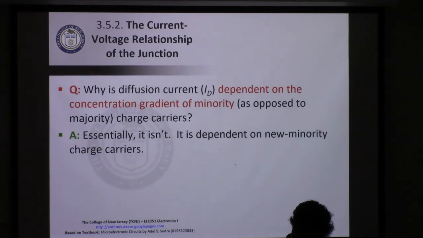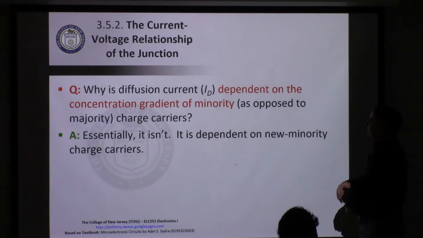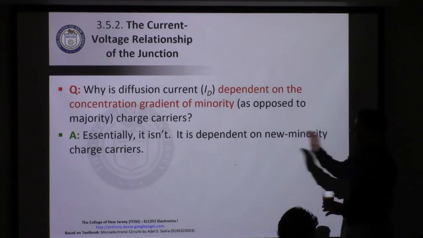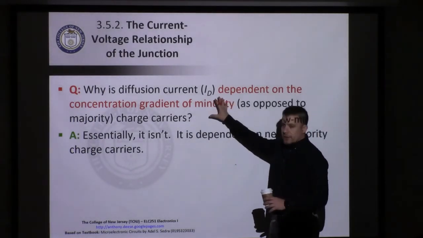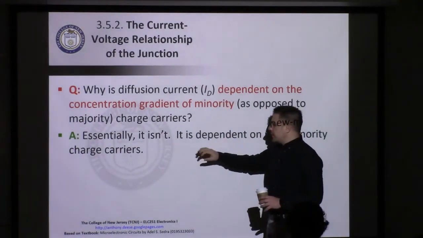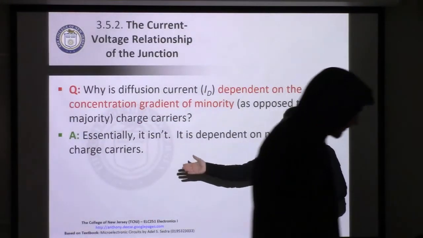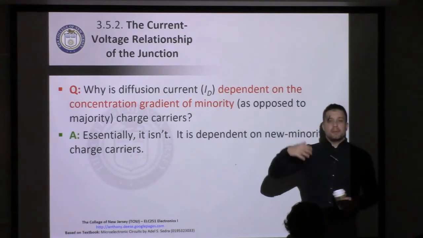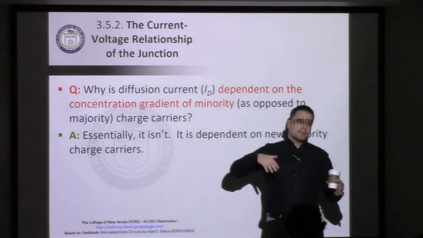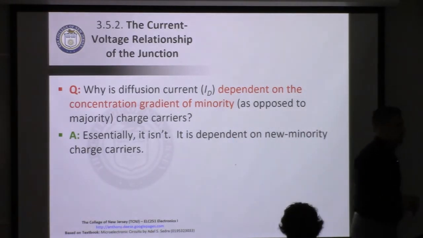Then the last question we ask here, so why is the diffusion current dependent on the concentration gradient of minority charge carriers? Essentially, it isn't. It isn't dependent on the original concentration of the minority charge carriers. It's dependent on the new charge carriers, which used to be majority charge carriers, which are then, before that, supplied by the source. So anyway, I just wanted to clarify that point.